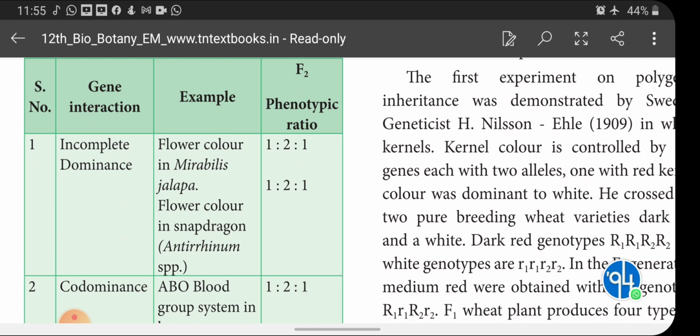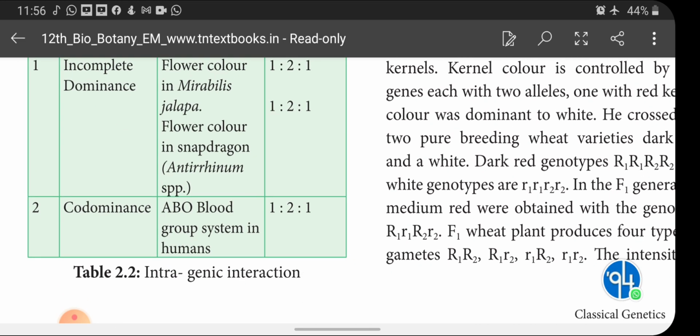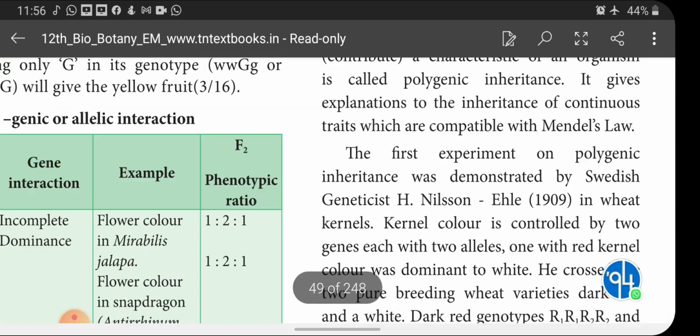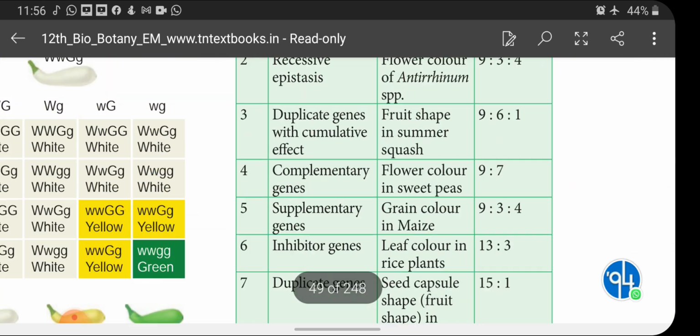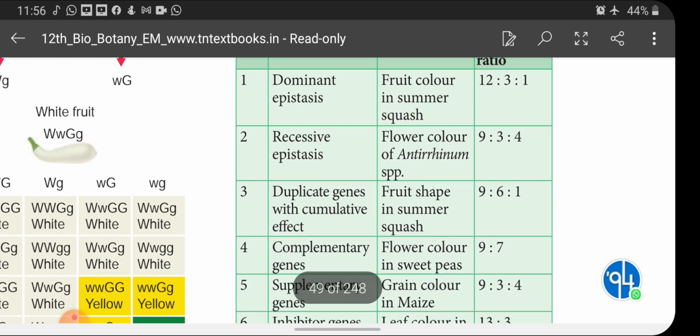Intragenic or allelic interaction and its ratio: incomplete dominance. Example for incomplete dominance is flower color, already we have discussed Mirabilis jalapa, and flower color in Snapdragon, both 1:2:1. In codominance, ABO blood group also 1:2:1. And in intergenic or non-allelic interaction, epistatic interaction, dominant epistasis. Example for dominant epistasis: fruit color in summer squash, its F2 ratio is 12:3:1. And recessive epistasis, flower color of Antirrhinum, that is Snapdragon species, is 9:3:4.